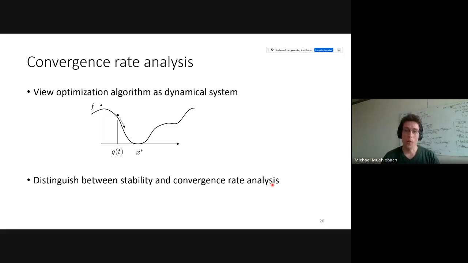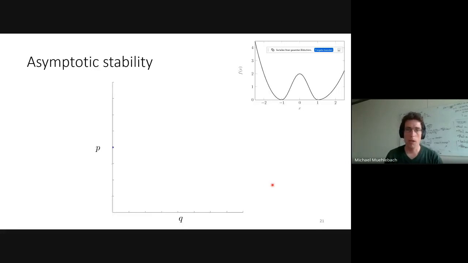So here I would like to discuss the convergence rate, and I would like to distinguish between stability analysis and rate analysis, because in optimization this is sometimes mixed up, and you typically try to do both at the same time. So what do I mean first by a stability analysis?